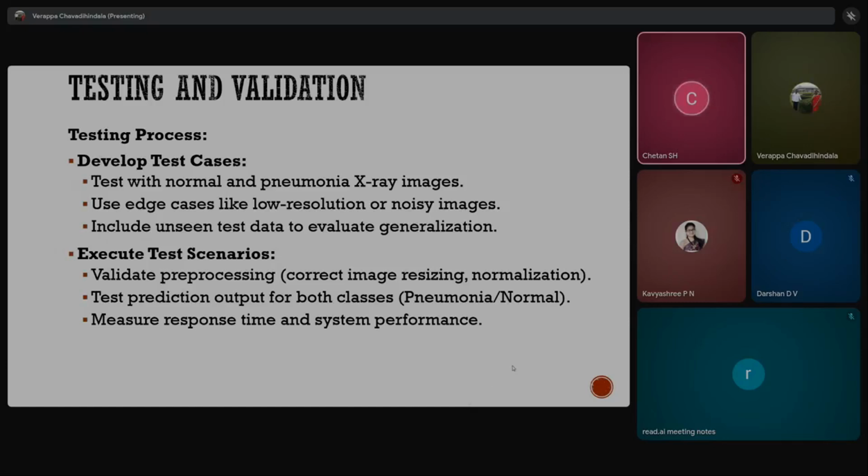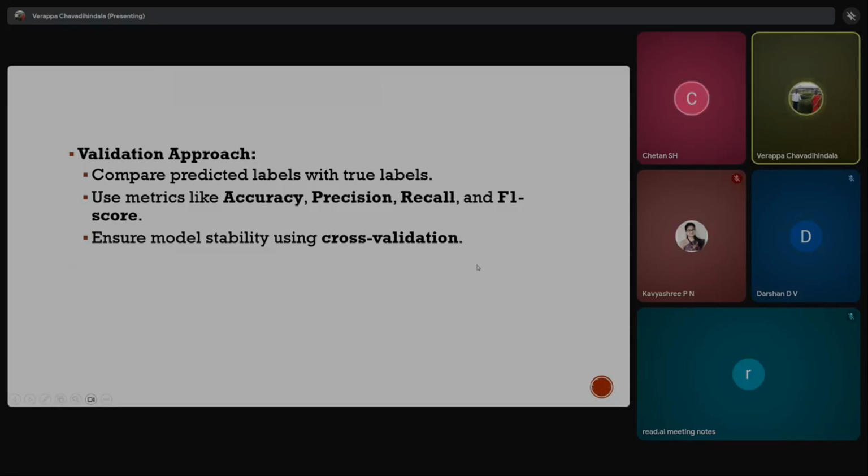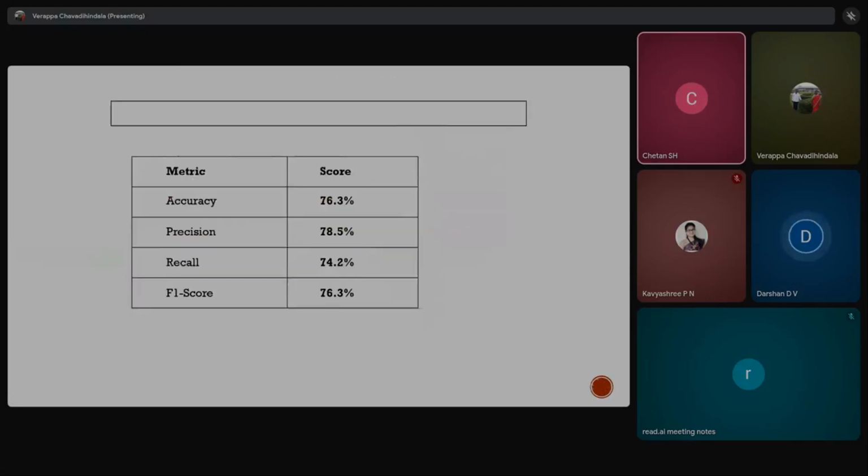Over to Kotesh. Okay. Validation. Next, approach: compare the predicted. Next, Kotesh, next one. Okay. Next slide.